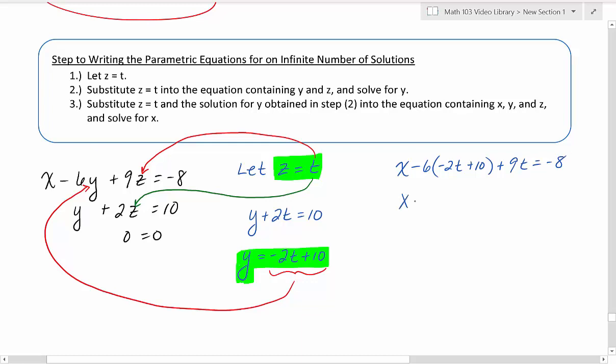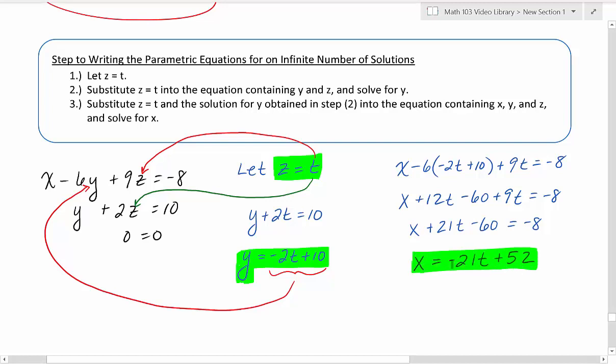I'm going to start by distributing. I have some like terms that I can combine. And then I'll move that 21t and the negative 60 over to solve for x. We get x to be negative 21t plus 52.